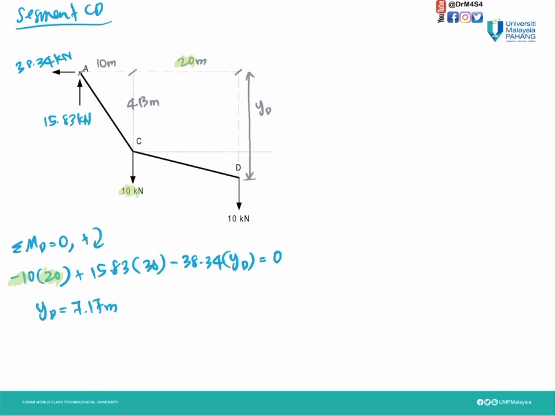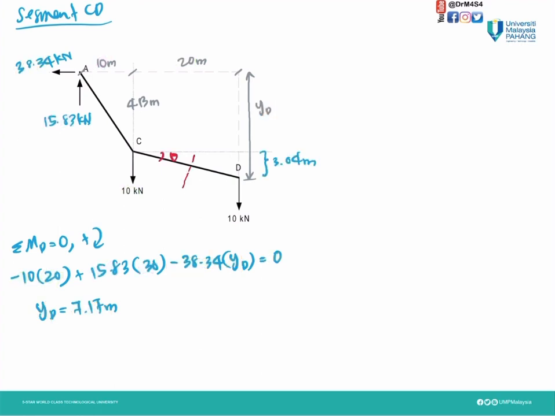Then for 15.83, that's going up to point D is clockwise. Distance for that one is 10 plus 20, so 30. And for 38.34, to point D is anti-clockwise. Therefore, negative 38.34. And perpendicular distance for that YD we don't know yet, so times by YD equal to 0. So we have one unknown, so we can solve that and we get our YD is 7.17 meter.